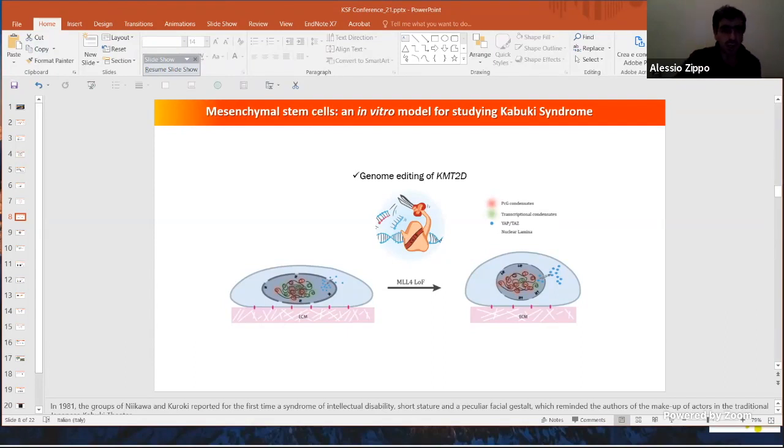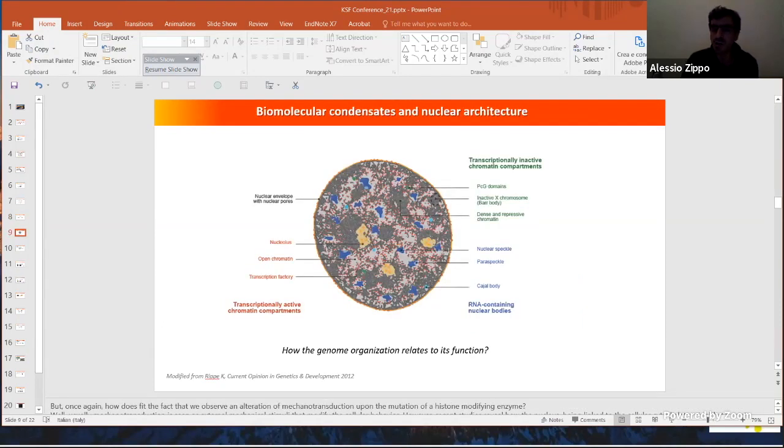Okay, so when we obtained this biological model, we analyzed it on different aspects, looking at the phenotype, generally speaking, but also at the molecular level, looking at the transcriptome, and also at the chromatin level. And one thing that we were focusing our attention on was actually the nucleus itself. Before going into some details, I want to bring your attention to the fact that the nucleus is a compartment which is quite peculiar.